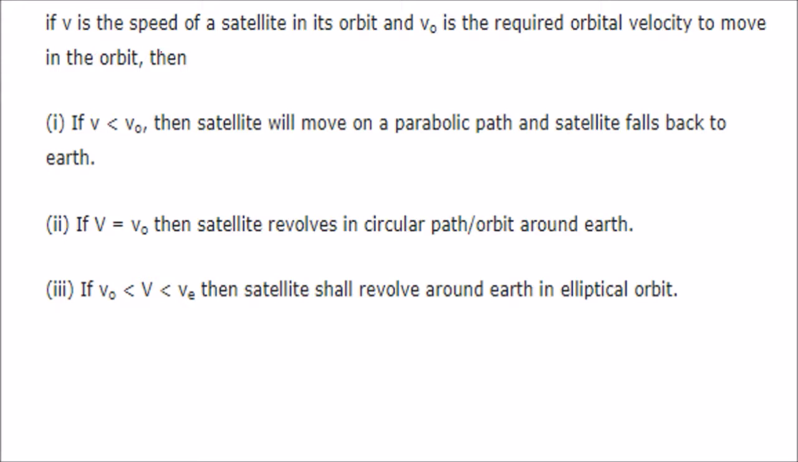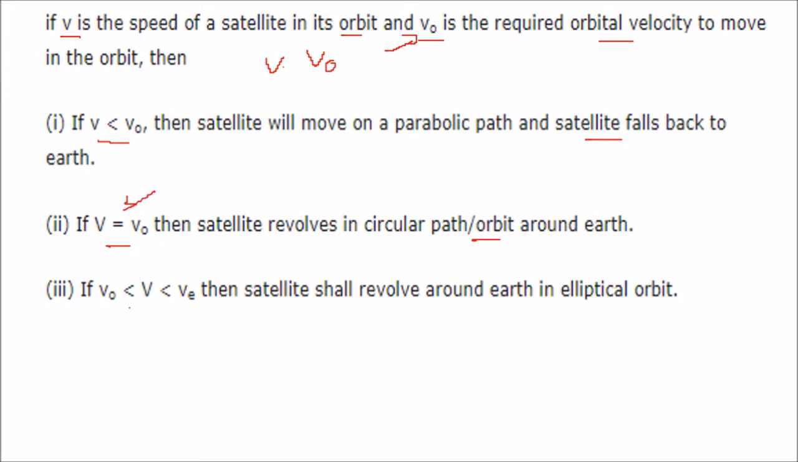If v is the speed of the satellite in its orbit, and V sub O is the required orbital velocity to move in the orbit, so there is a relationship between this v and VO. If v, the speed of the satellite in its orbit, is less than VO, the satellite will move on a parabolic path, and of course the satellite is going to fall back to the Earth. If v equals VO, the satellite will revolve in a circular path or orbit around Earth. So this is the case.